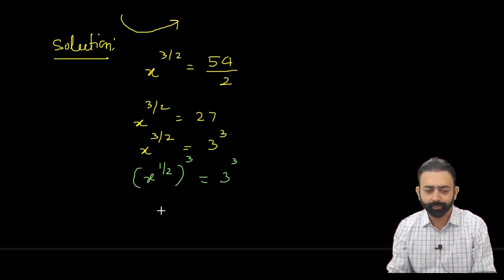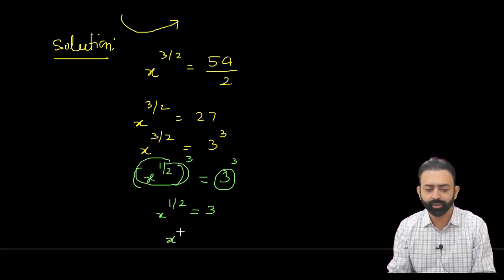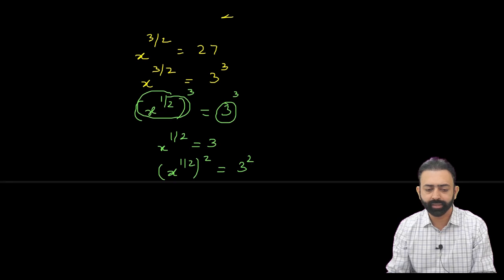So now I can compare the bases, that x raised to power 1 by 2 is equal to 3. This is equal to this. So I can square this. So the moment I square it, x raised to power 1 by 2 squared is equal to 3 squared, meaning x is equal to 9.